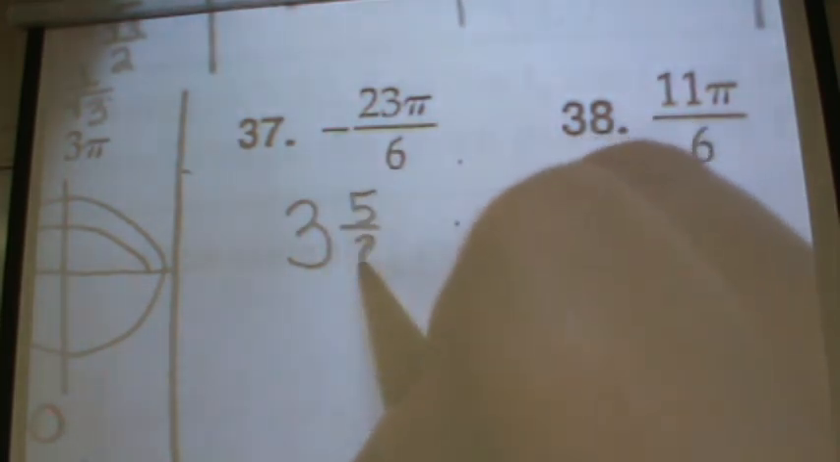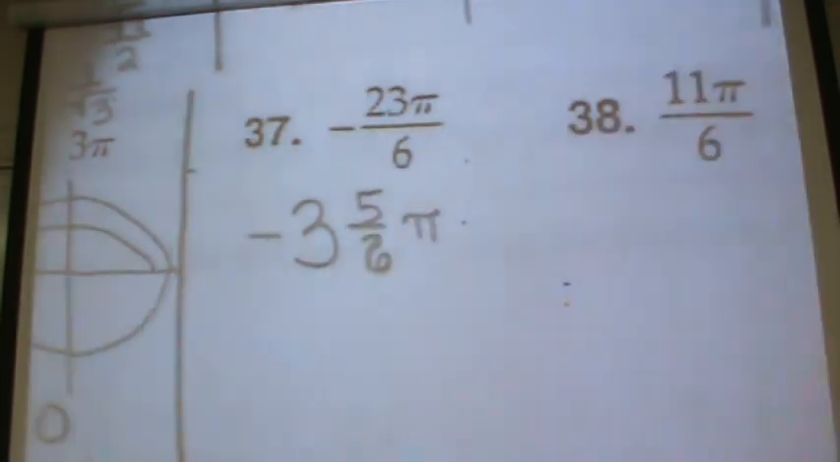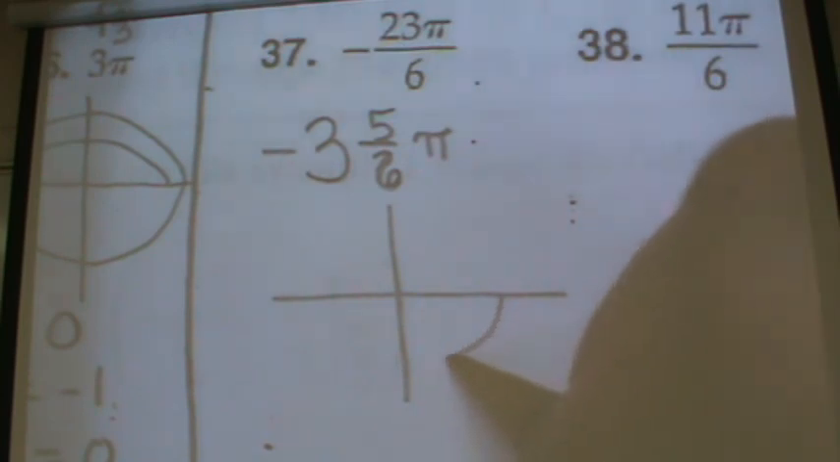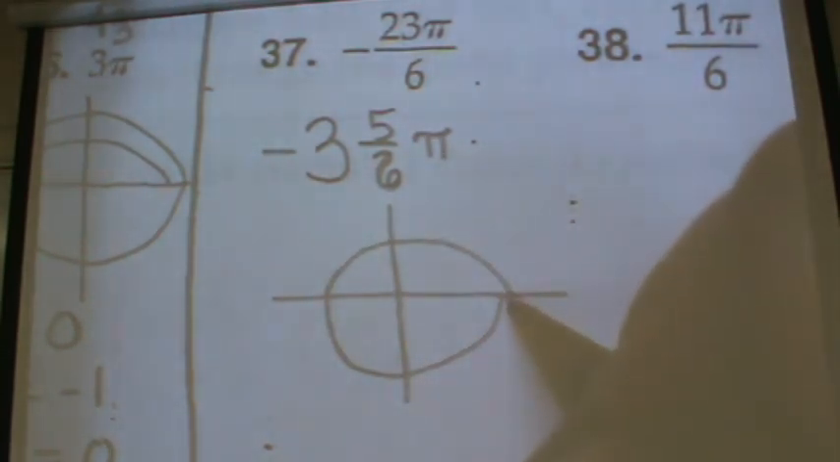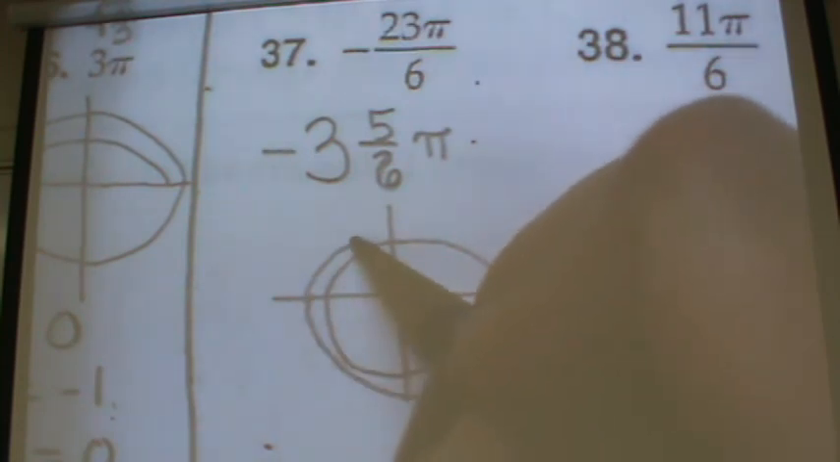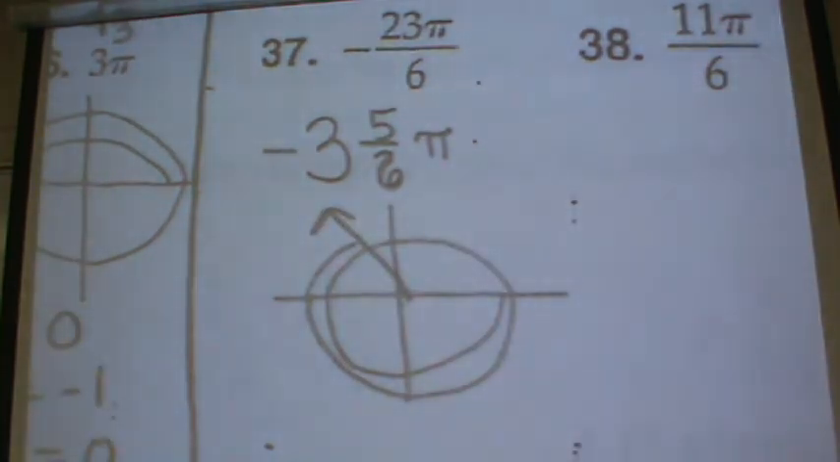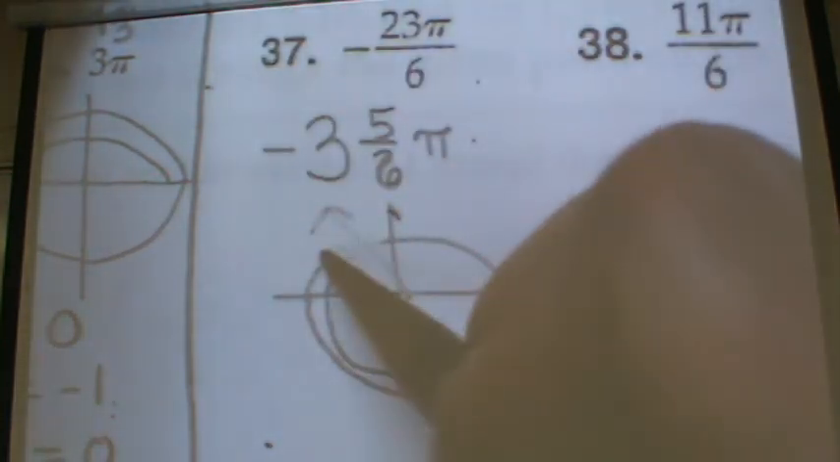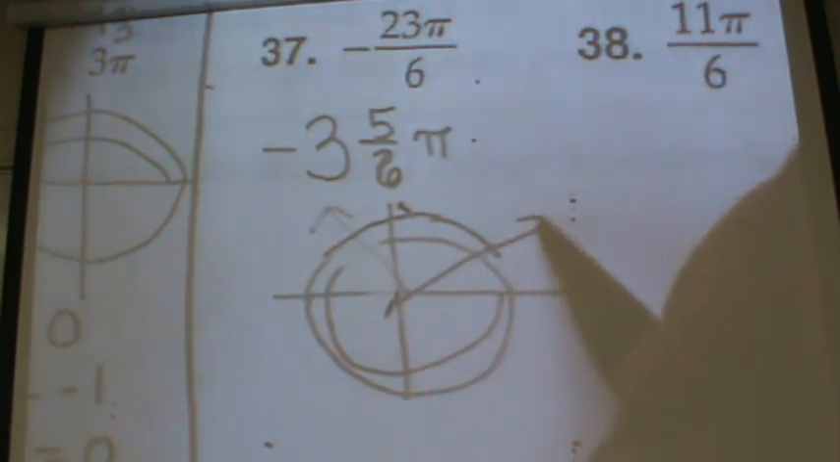6 goes into 23 how many times? 3, and 5/6. Is that right? No, we're in quadrant 1. It's just pi over 6. We are right here, in quadrant 1.